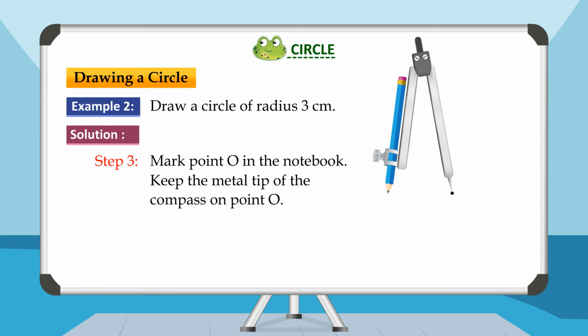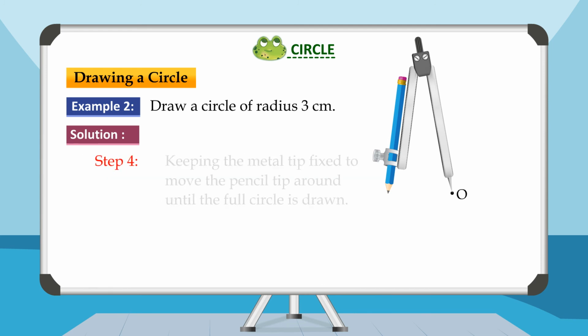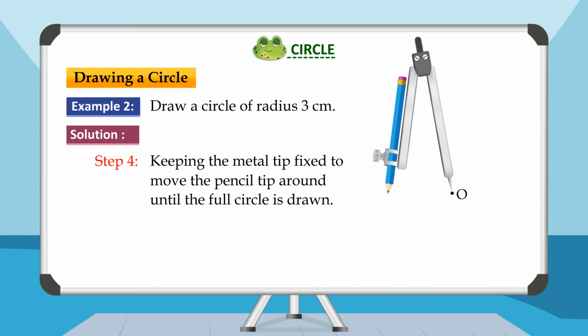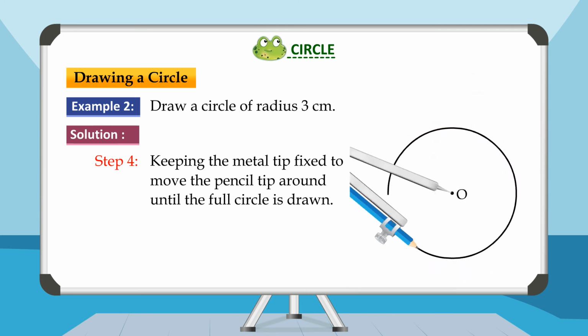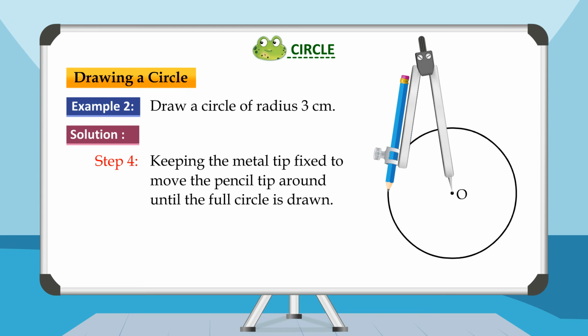Step 3. Mark point O on the notebook. Keep the metal tip of the compass on point O. Step 4. Keeping the metal tip fixed, move the pencil tip around until the full circle is drawn.